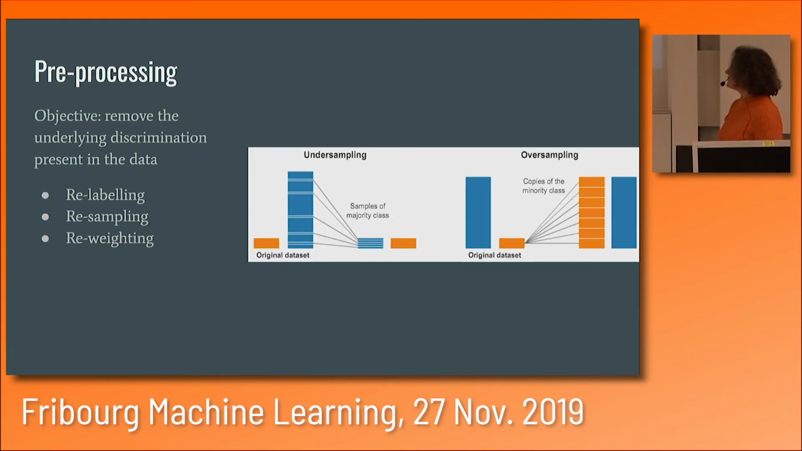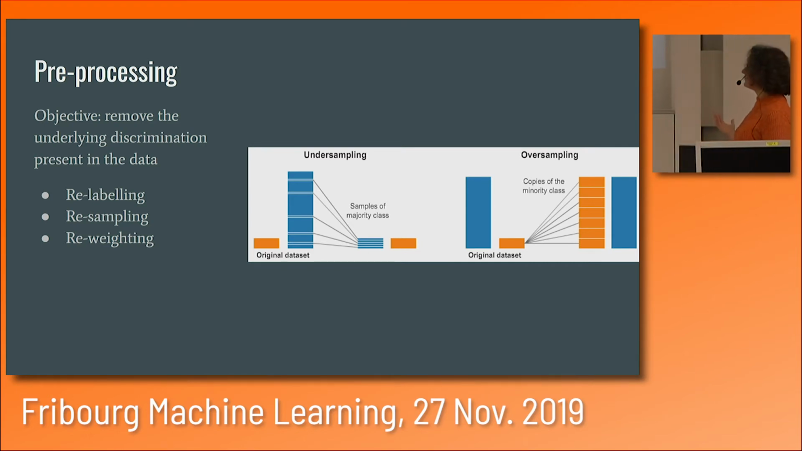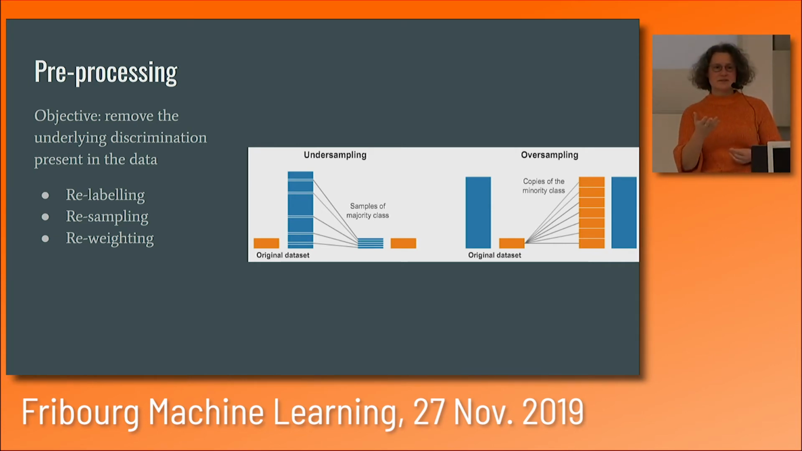Pre-processing. So once you check your data, you can try to remove the underlying discrimination existing in the data. That can involve relabeling the data, resampling the data, or reweighting the data. I think we did an example of resampling when we did the sentiment analysis, because there were too few positive sentiments, and so we generated more to have a balanced data set. So that's basically the same idea.